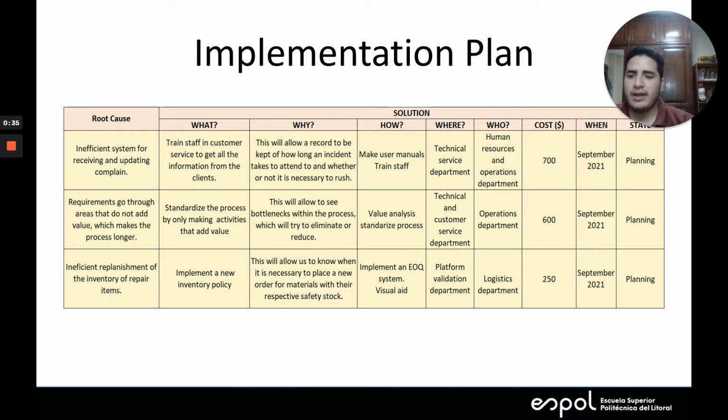The implementation plan consists of elimination of a root cause from a data implementation plan, where we can observe the cost associated with implementation of the improvement, such as making a user manual, training staff, value analysis, standardized process implementation, and EOQ.